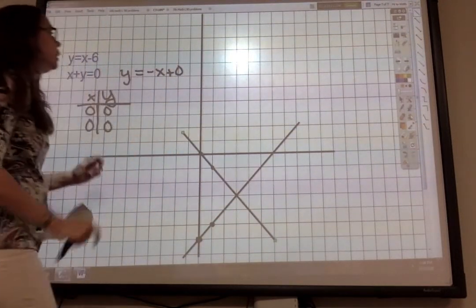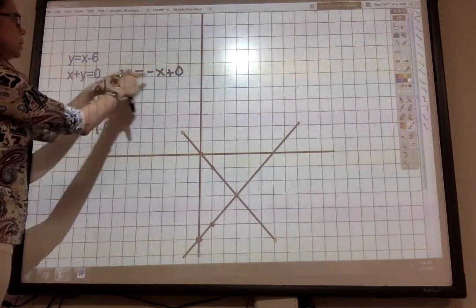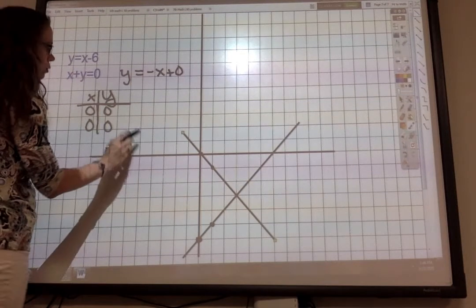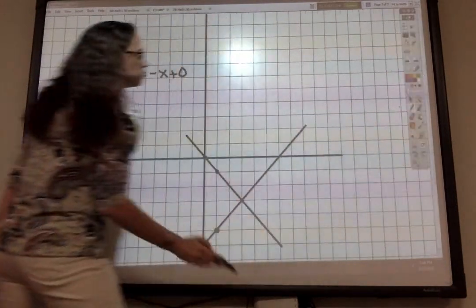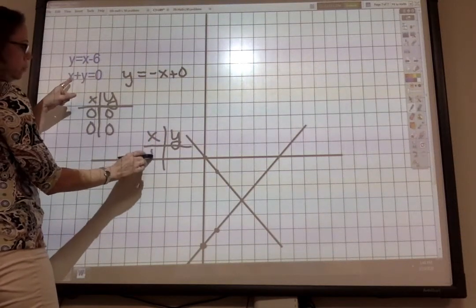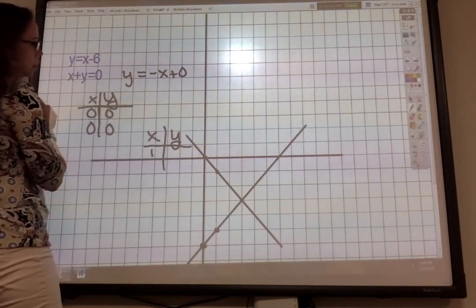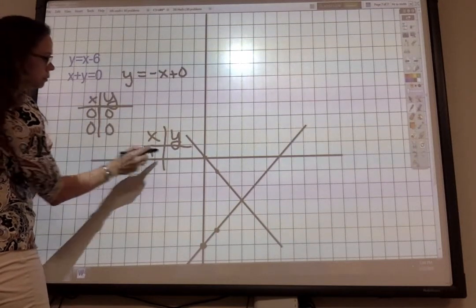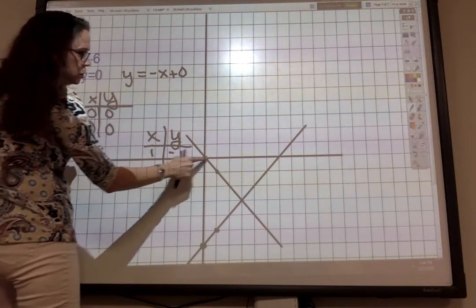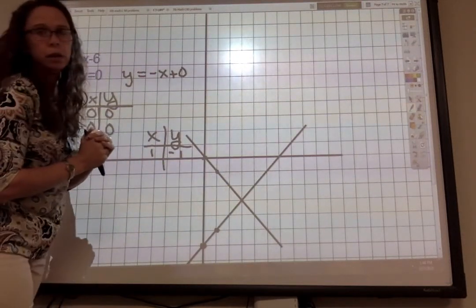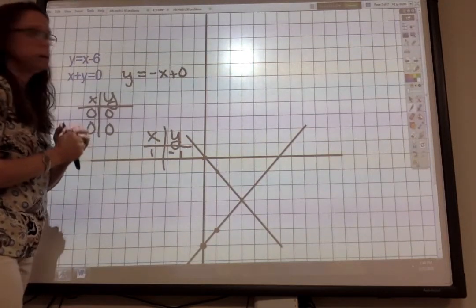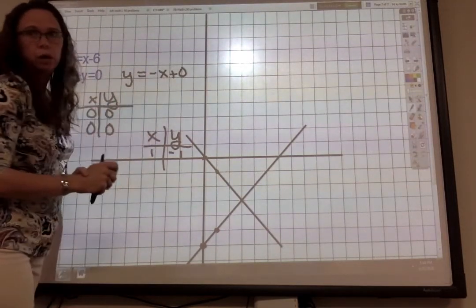Now, if you didn't understand how to go from here to here, you could have plotted points. I could have made an XY chart. So if x is 1, what does y have to be to make the sum 0? It has to be negative 1, right? 1, negative 1. If x is 2, y has to be negative 2 to get the answer of 0. So you could have done an XY chart, or you could have transformed the equation.